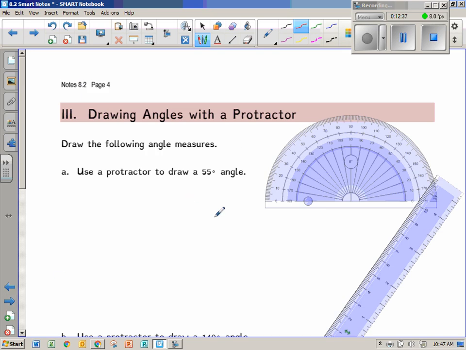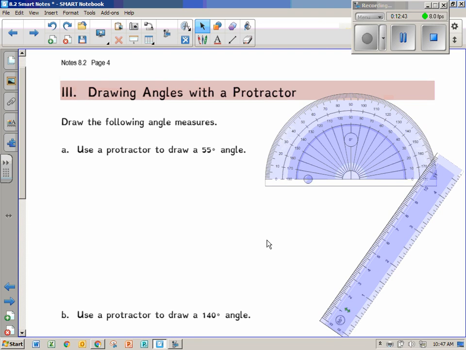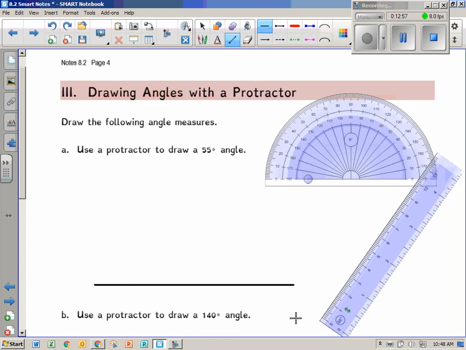Moving forward. Now, you're actually pretty much doing the same thing, but you're drawing an angle. So you have to start by just drawing a line. Now, I usually make mine horizontal, but you may choose to do that any way you'd like. Fortunately, on the smartboard, you can just get a straight line right off the bat. But I would use the edge of my protractor or a ruler to draw a straight line.